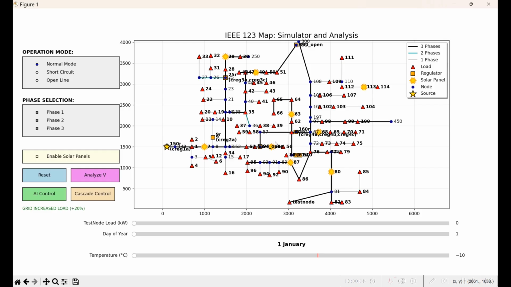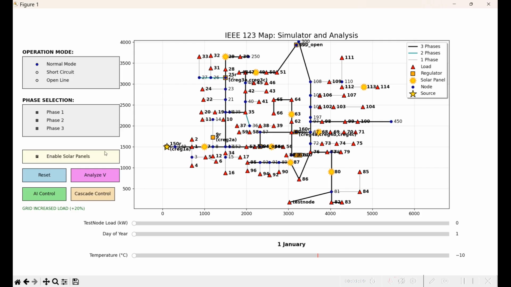There are also a number of regulators represented by yellow squares, which are transformers with variable transformation ratios. The system also includes solar panels that operate in the mode of supplying the general network in case of voltage sags. Dark blue dots represent transit energy nodes without load, and voltage sources are represented by asterisks.